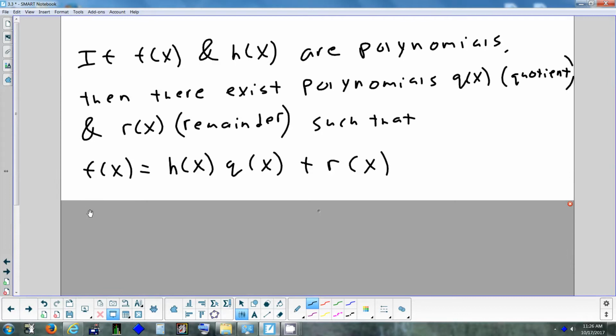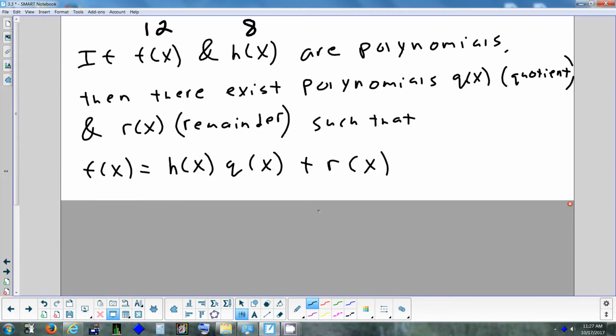All right, so this is a sentence that seems kind of confusing when you look at it, but if I put in numbers for everything, it'll make it a lot easier. Let's say this is 12, and this is 8. So what this is saying is if you divide 12 by 8, you're going to get a quotient and a remainder, and it's going to work in this formula. Okay?